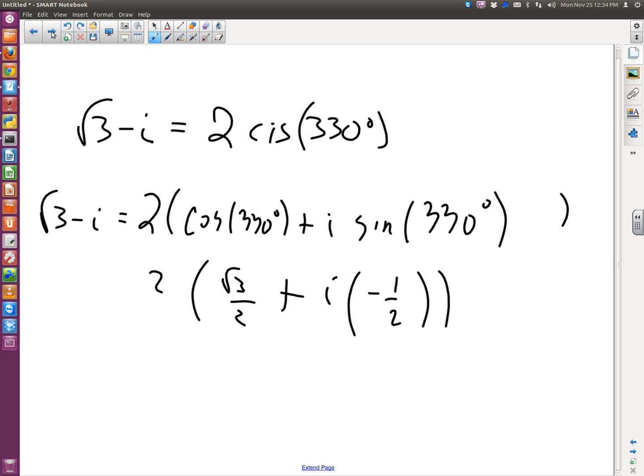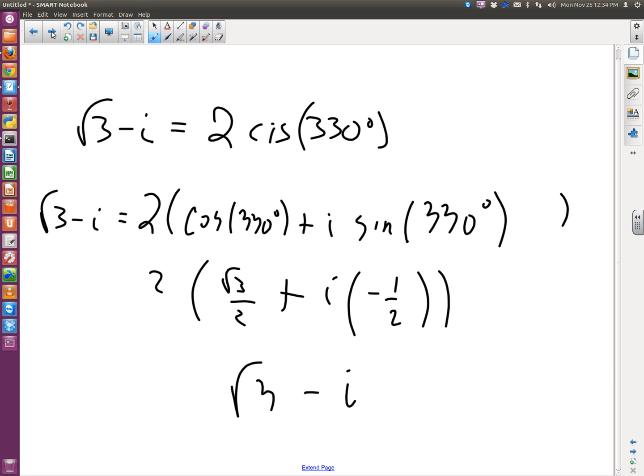No, that would be rad 2 times rad 3. If I'm doing 2 times rad 3 over 2, the 2's cancel and you get rad 3. And if I do 2 times -1/2, the 2's cancel and I get -1. Don't forget the i is still there. So is rad 3 minus i equal to rad 3 minus i?